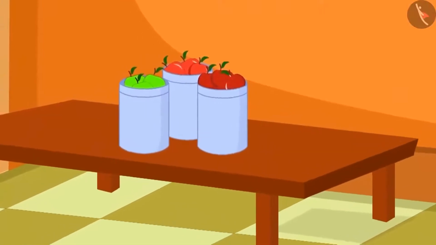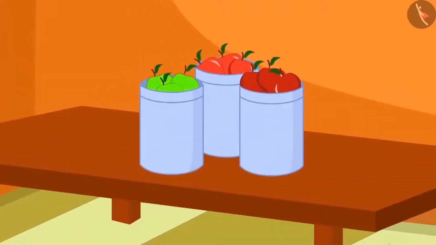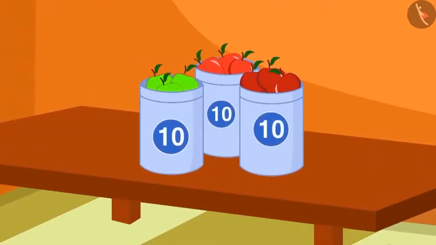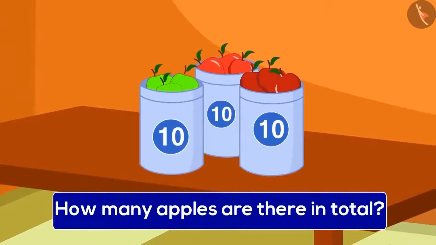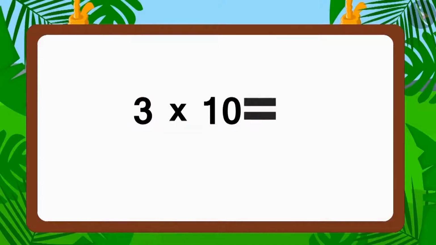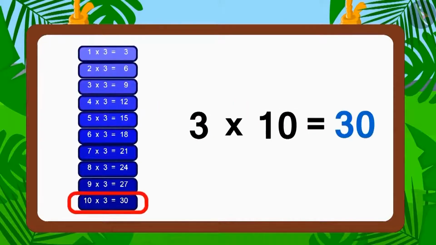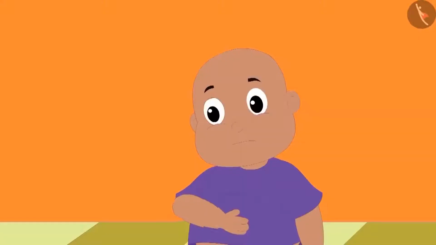As he walked in, he saw 3 boxes on the table, and in each box there were 10 apples. Can you tell how many apples were there in total? How will we write this by using multiplication? 3 multiplied by 10. Now, using the multiplication of 3, how many are these? 30. Bablu was very hungry.